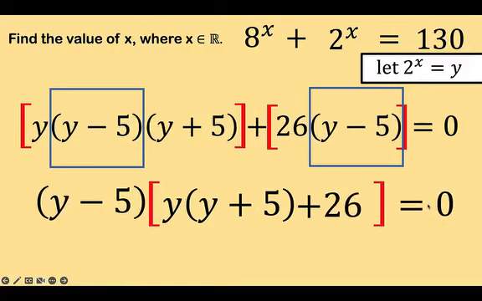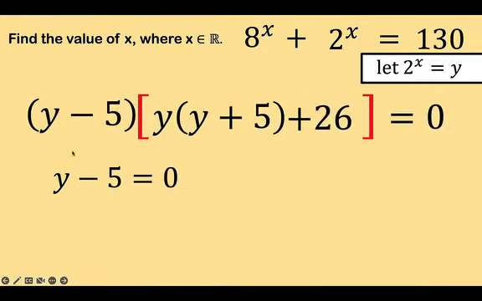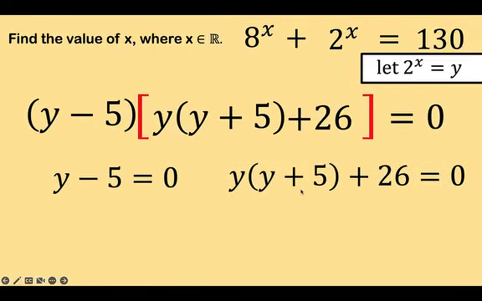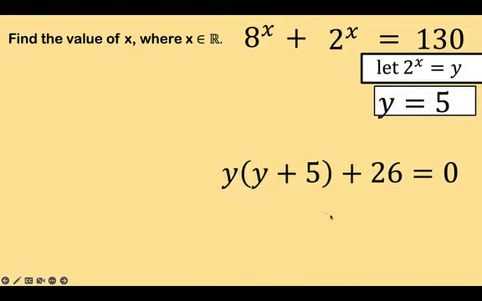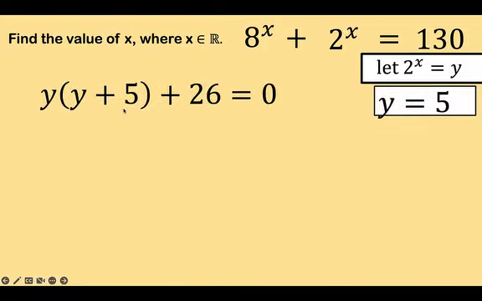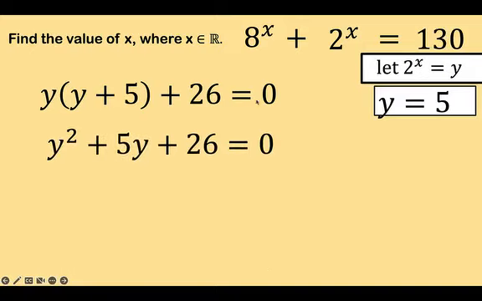Then, copy equals 0. Notice now that we have here two factors and the product is equal to 0. So that means we can now equate the first factor y minus 5 to 0 and equate the second factor, y times the quantity y plus 5 plus 26, taken as one group, to 0. So for the equation at the left side, we know that y is equal to 5. And let's remember this value because we are going to substitute that in our previous substitution. Let's deal with the second equation. Let's distribute y to this binomial to arrive at y squared plus 5y, and copy all the rest.